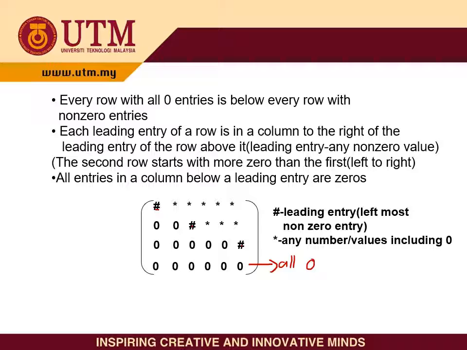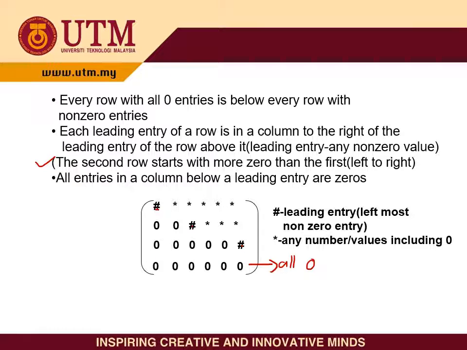And each leading entry of the row is in the column to the right. It means that this is the leading entry, and then 0, 0, this is the leading entry of the next row, and then continue, each one to the right. The second one is to the right of the first one, the third one is to the right of the second one. It must be like that. The second row starts with more zeros than the first, left to right. So you must have 0, 0 first, then the leading entry.